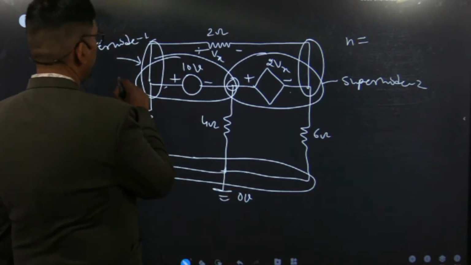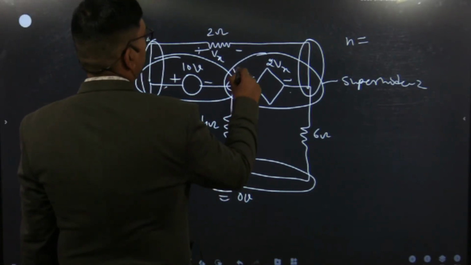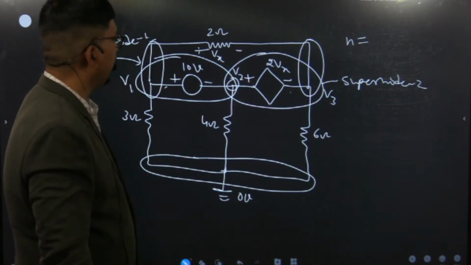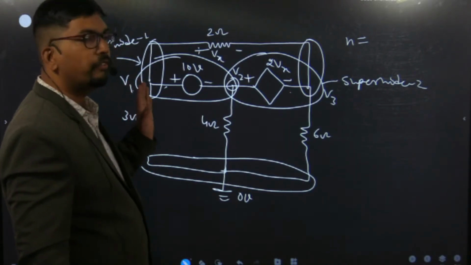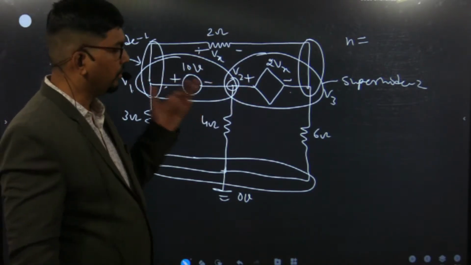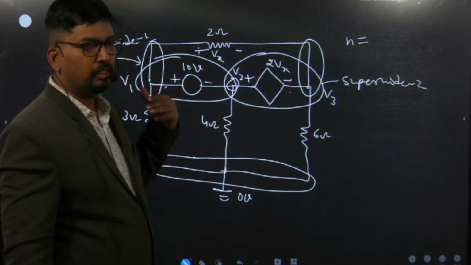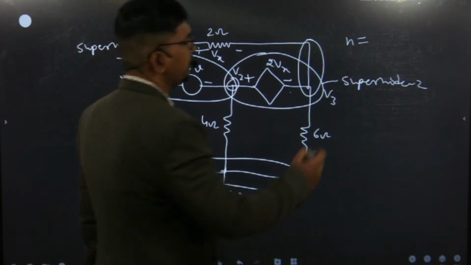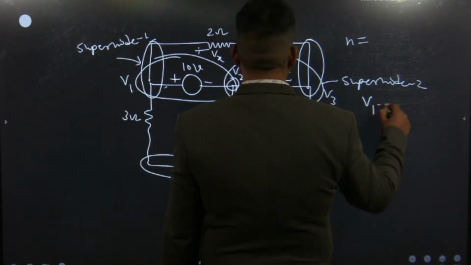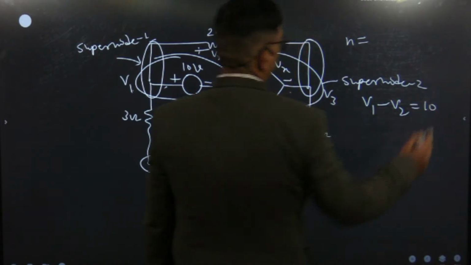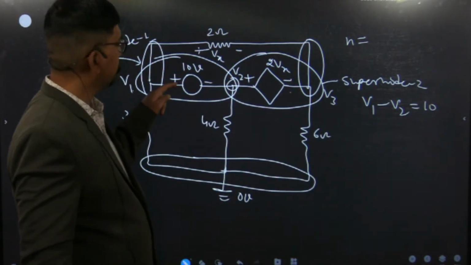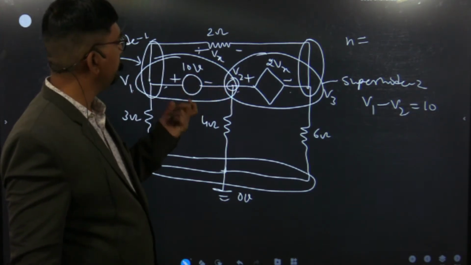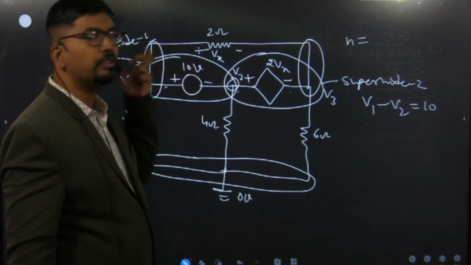So what are the unknowns? This is V1, this is V2 and this is V3. So we will apply the nodal analysis at the V1, V2 or V3 nodes. Now we will apply the shortcut way, because for the first super node, the equation will be V1 minus V2 equals 10 volt. Because the positive terminal of the 10 volt is connected to V1 and the negative to V2, the potential difference is V1 minus V2 equals 10.